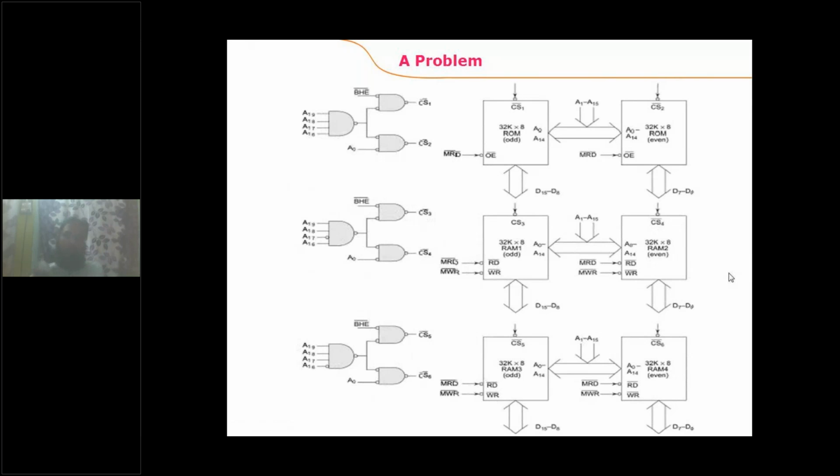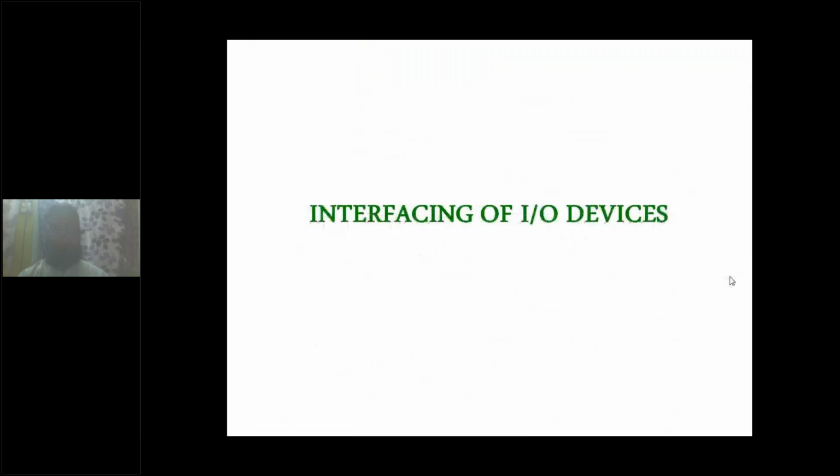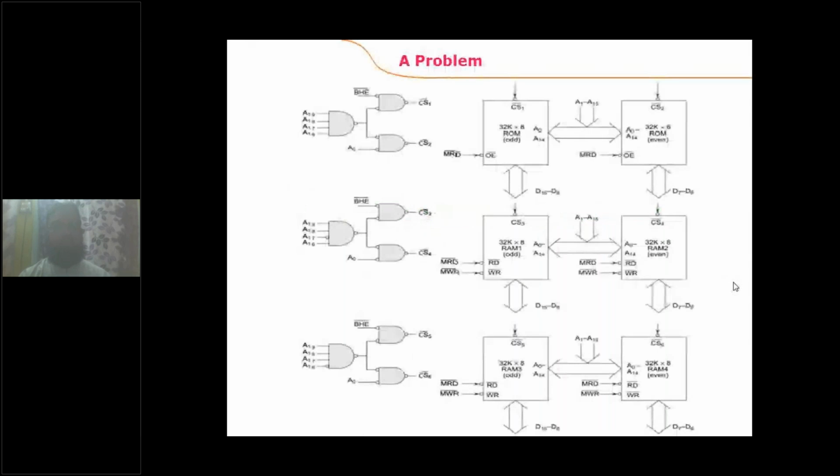Now let us come to the next one. The similar method you can follow whenever different sizes of memory devices are given in order to interface with the 8086 microprocessor. Same method you can use. Now this is about interfacing of memory with the 8086 microprocessor. Now let us come to the interfacing of IO devices with the 8086 microprocessor.